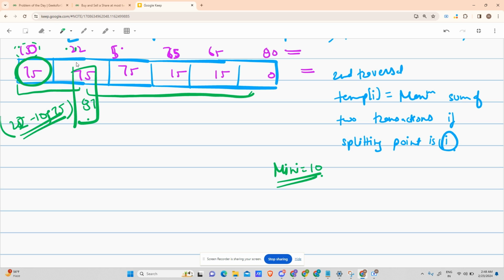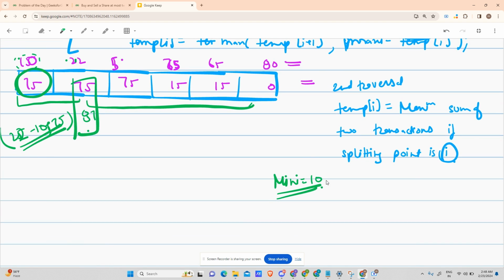Minimum is still 10. I go to 5. I see minimum is 5 now because 5 is less than 10, so it will change to 5. I see 5 minus 5 is 0. But if I do 5 minus 5 plus, what is the value here? 75. It will give me 75. Is 75 greater than 87? No. Then keep it as 87 only.